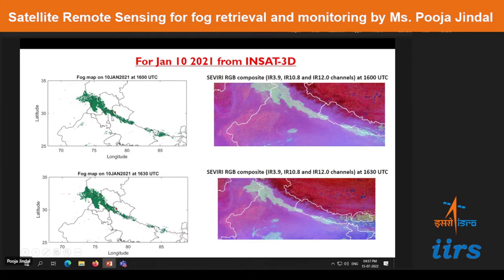So we try to validate this with the RGB composite from the SEVIRI. If you see in this image, this light greenish part is basically the fog. You can see that this part very closely resembles whatever fog has been retrieved using the nighttime methodology. So this confirms that the methodology is working well and the retrieval is good. This is actually the foggy area only. This is at 16:30 UTC.